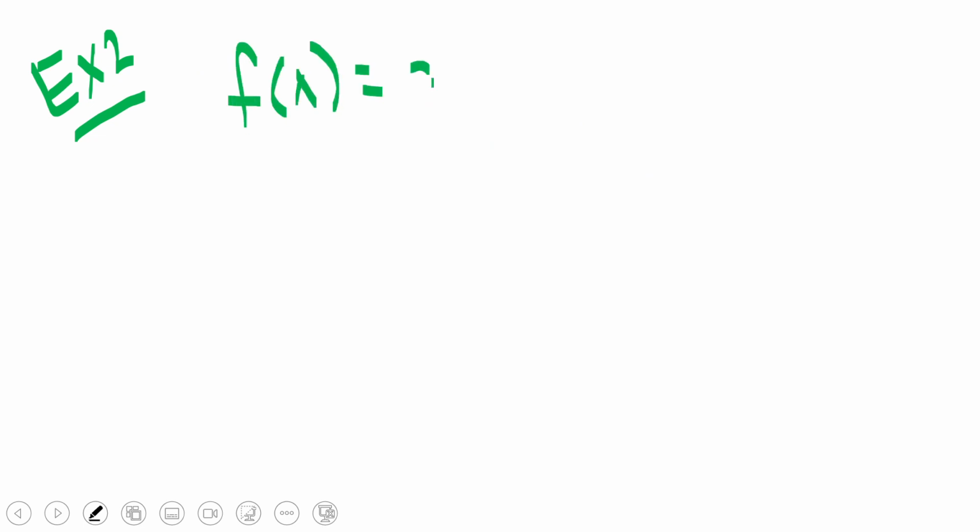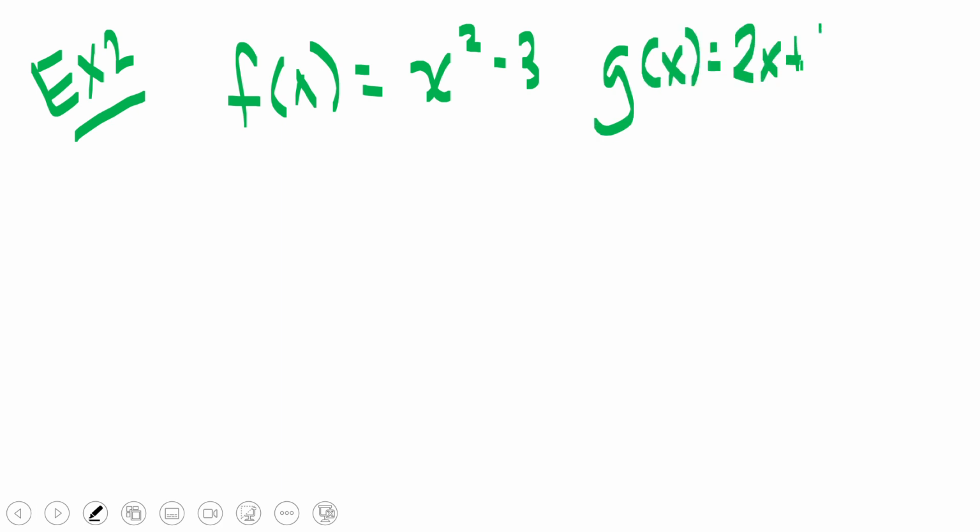Okay, another example. Example 2. Evaluate when f of x equals x squared minus 3 and g of x equals 2x plus 1. Alright, f composition g of negative 2.